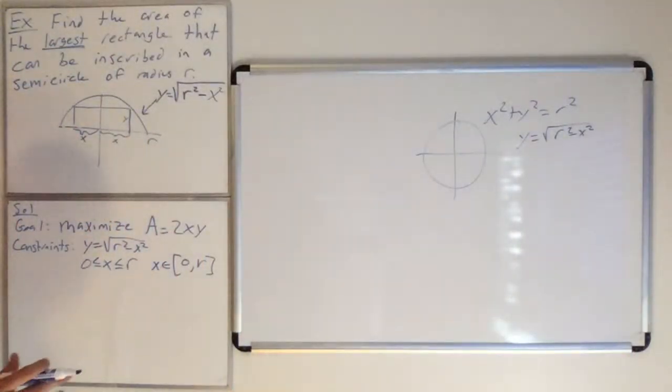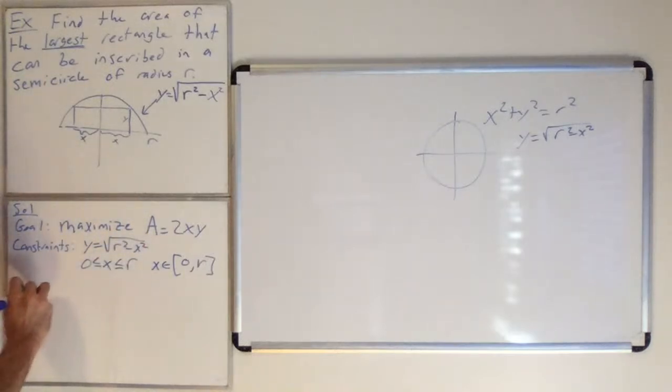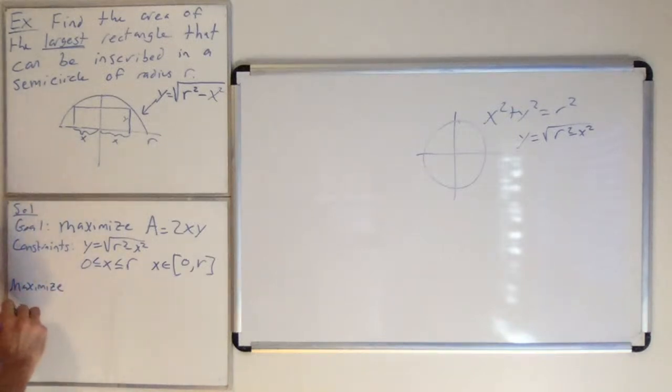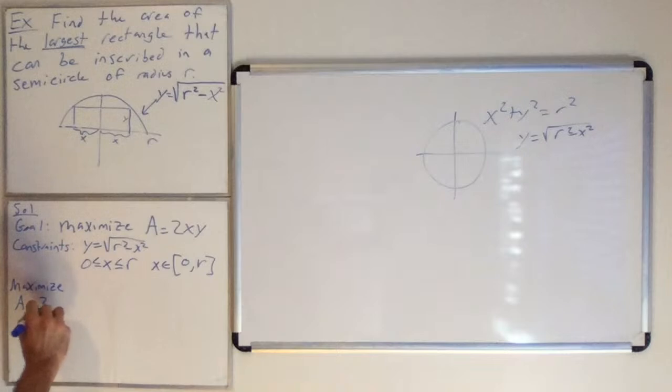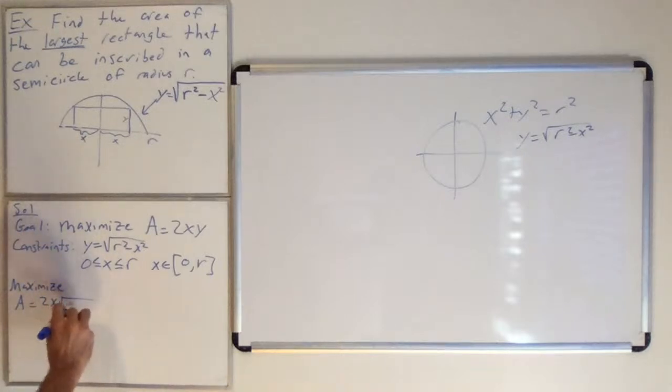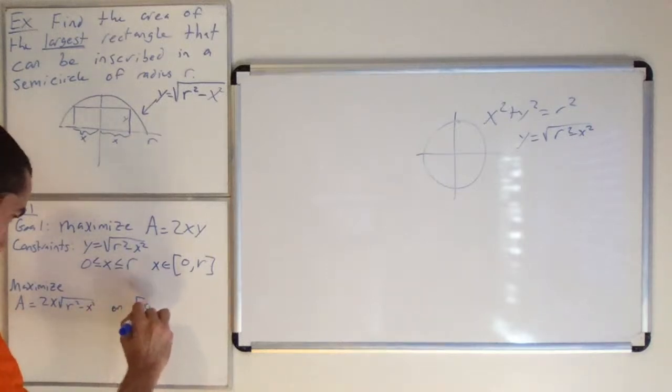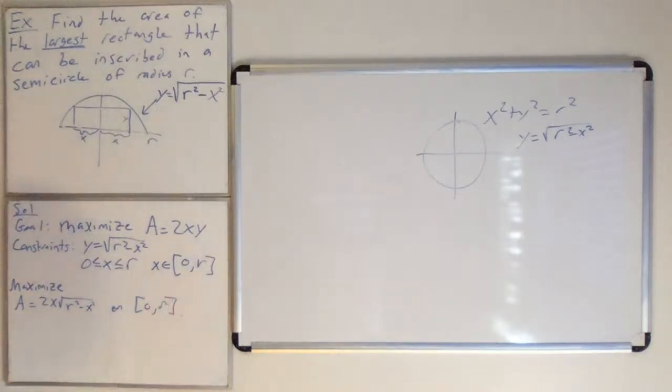So really what we want to do is maximize the function A equals 2x square root of r squared minus x squared on the domain 0 to r. Again, we'll take the derivative, find when it's 0 or undefined, and also test the endpoints.